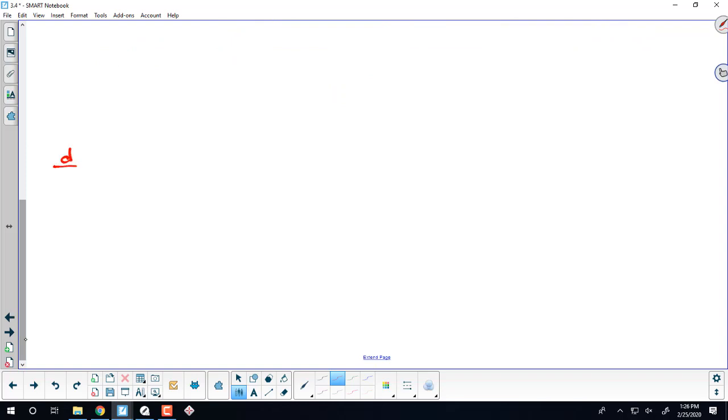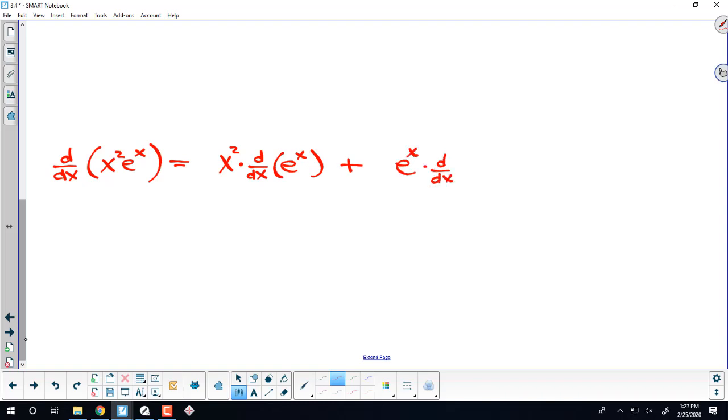So the first one was the derivative of x squared e to the x. So we sort of separated that out, identified now that thing we've got to take the derivative of is a product. So we're going to apply the product rule. We have the first times the derivative of the second plus the second times the derivative of the first.